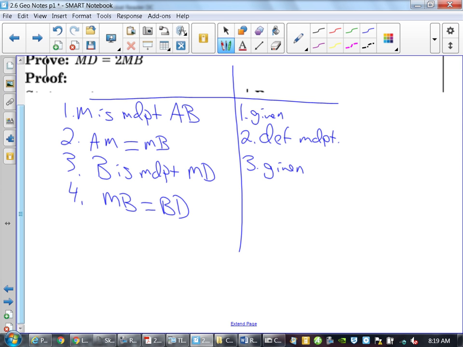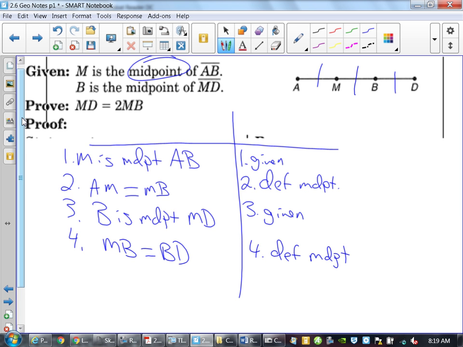The definition of midpoint. Ladies and gentlemen, this is the whole reason that I give you those sheets, those squares, so that you can work off of what you have. You're welcome. Look at what it wants you to prove. It wants you guys to prove that MD is made up of 2 times MB. What is multiplication really?